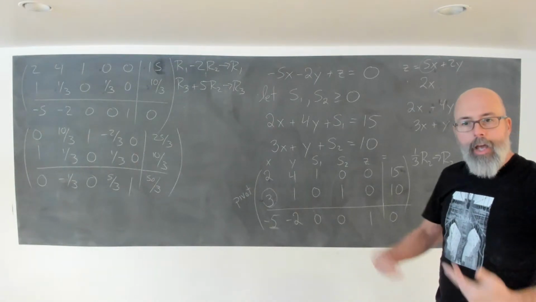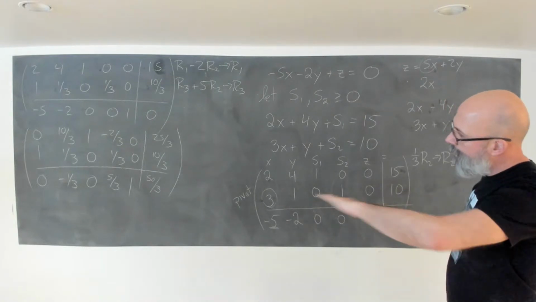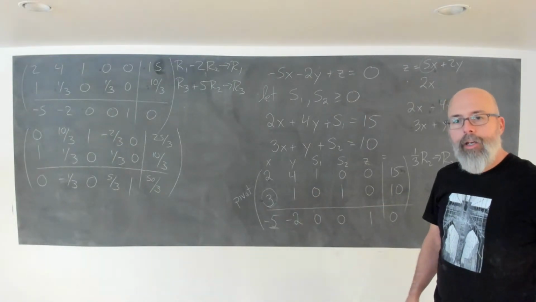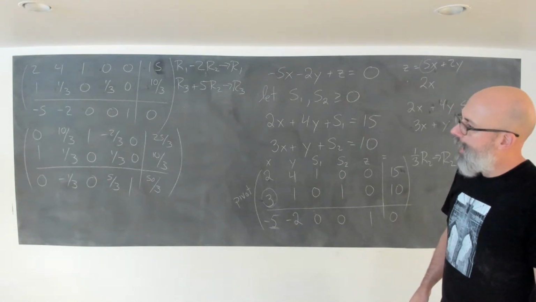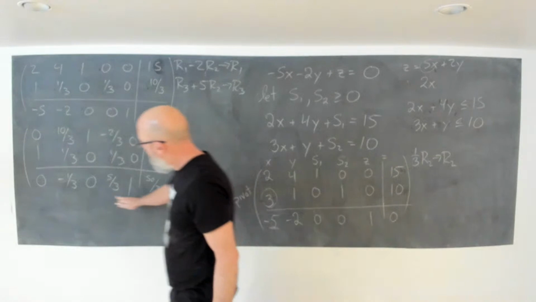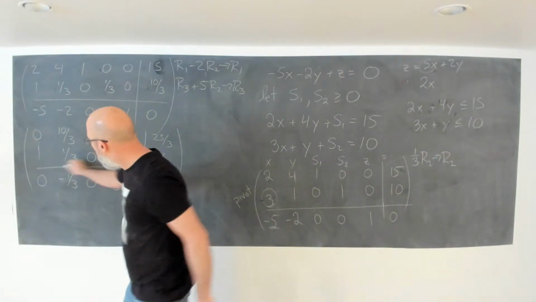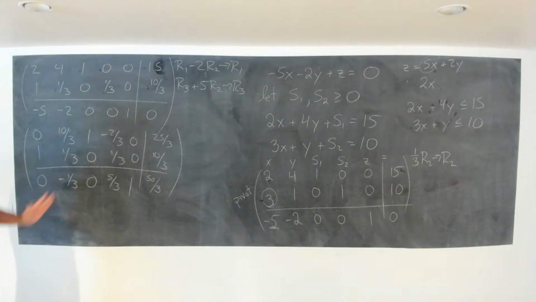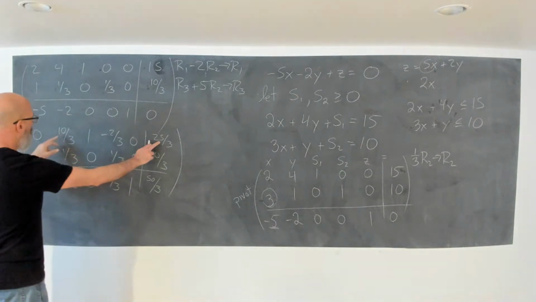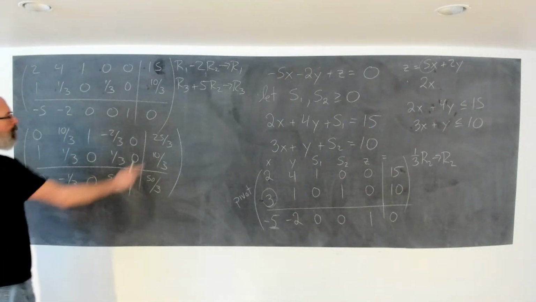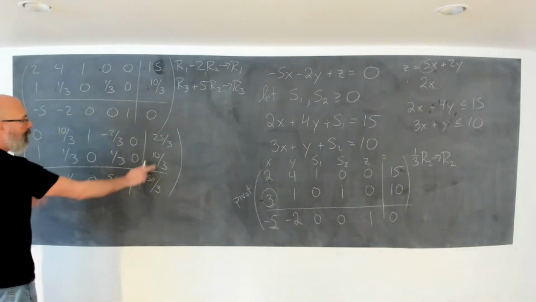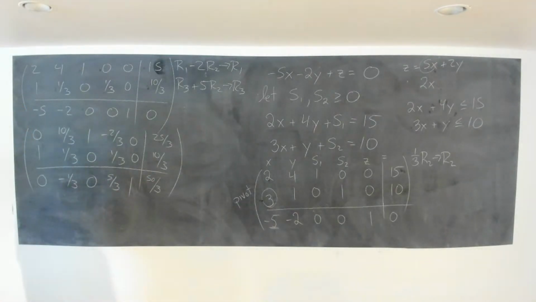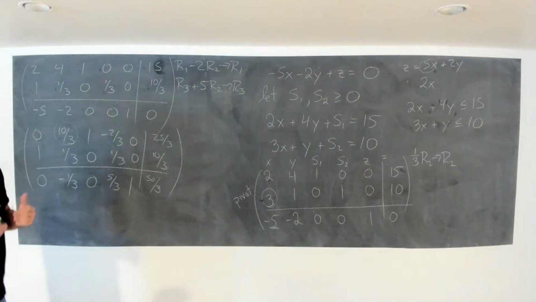All right. And we repeat. Largest negative in the last row. Our pivot is going to live in this column. This divided by that. So that's 25 over 10, 2.5. This divided by that is 10. Smallest quotient, 10 over 3. This is our new pivot.